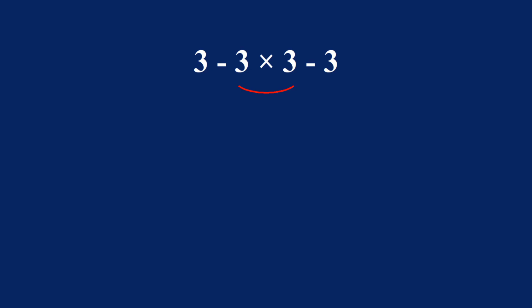So we have first this multiplication, 3 times 3 equals 9. So we have 3 minus 9 minus 3, and we have two subtractions. According to the order of operations, we do this subtraction, then this subtraction. So 3 minus 9, which equals minus 6. So we have minus 6 minus 3, which equals minus 9. And this is our final answer for this problem.